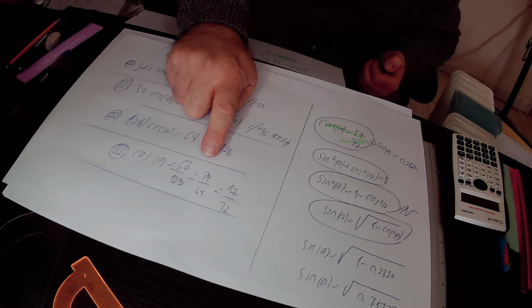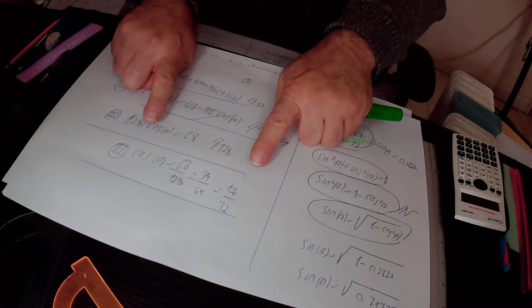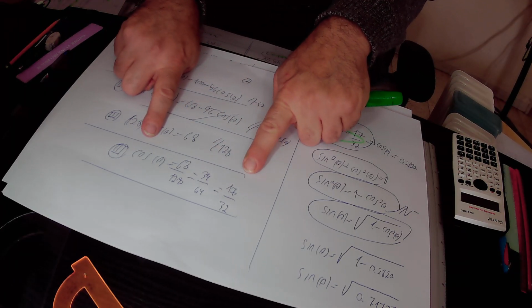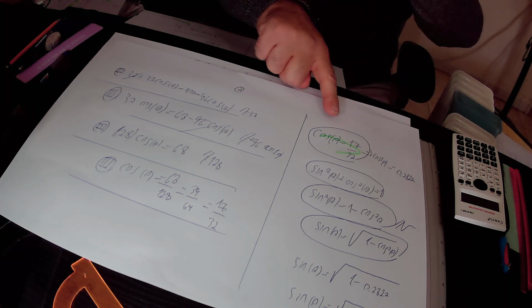Here we divided both the numerator and the denominator of this expression by 2. So 34 over 2 is 17, and 64 over 2 is 32. So in total, those two sides of the equation are equal to each other. That is to say, cosine theta equals 17 over 32.